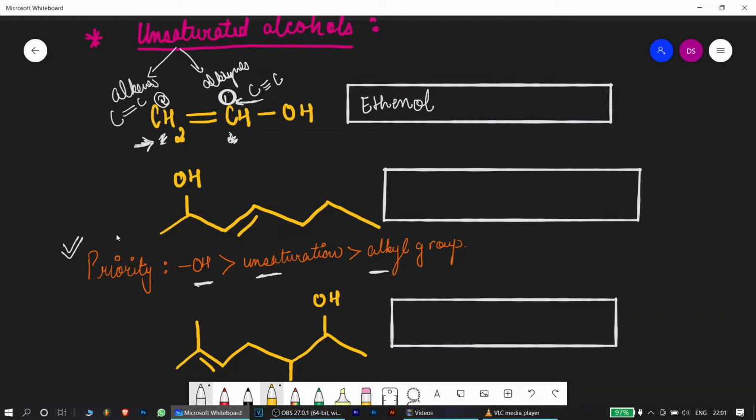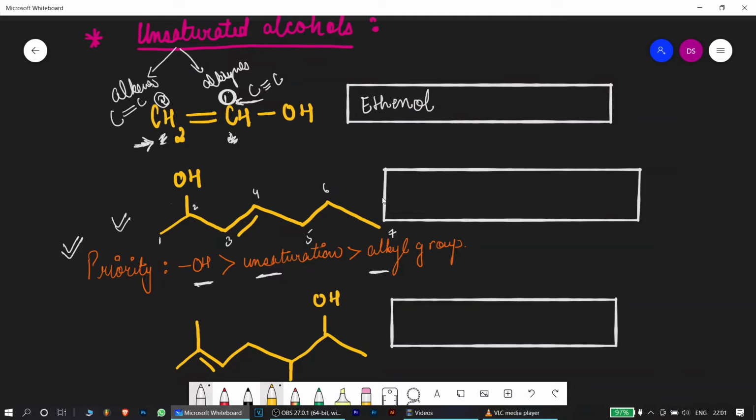Now coming to the next compound. Here if we see, there are 1, 2, 3, 4, 5, 6, 7 carbon chain, right? So we are numbering from this side clearly because the alcohol group is getting second position over here. If we give positioning from here, then this will get probably the 6th position, which is too high for the alcohol, right? So we are going to follow this numbering system.